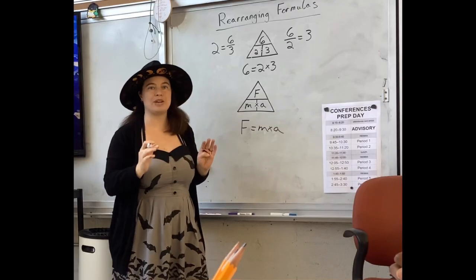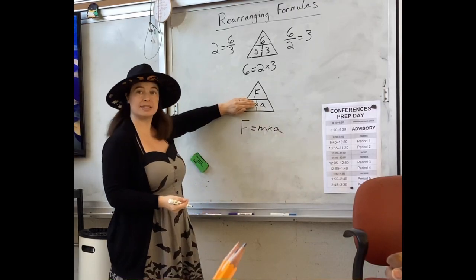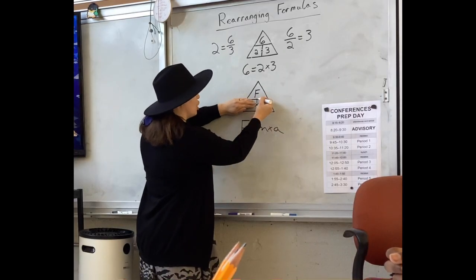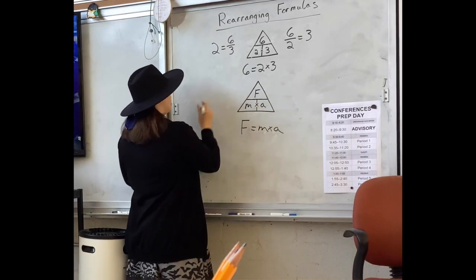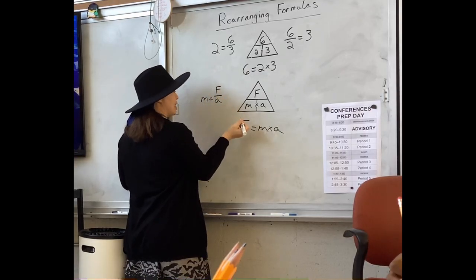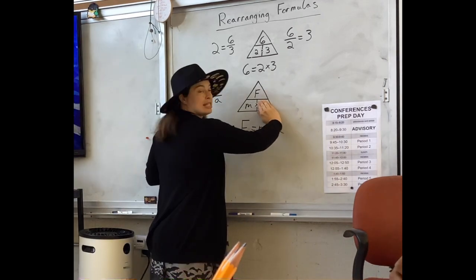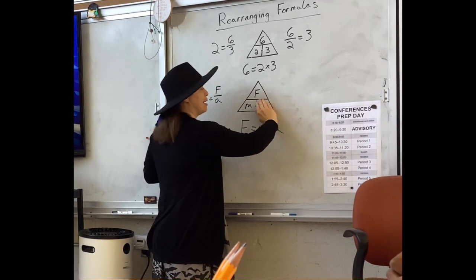And then I can rearrange this formula. If I want to solve for mass, I just cover up mass, and I have force over acceleration. So mass is force over acceleration. If I want to solve for acceleration, I cover up acceleration. Acceleration is force over mass.